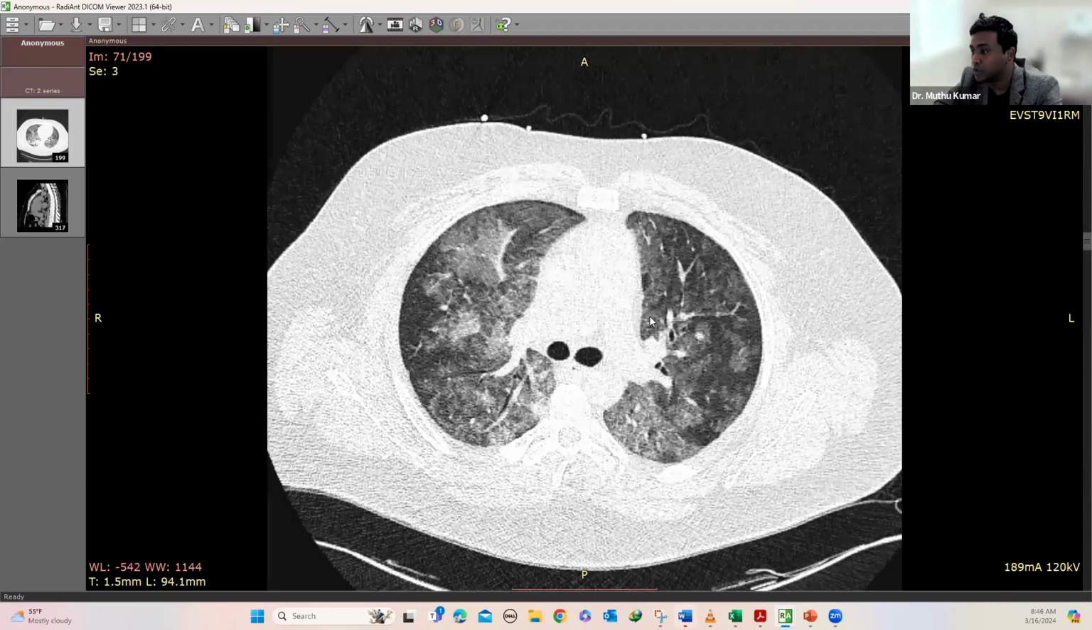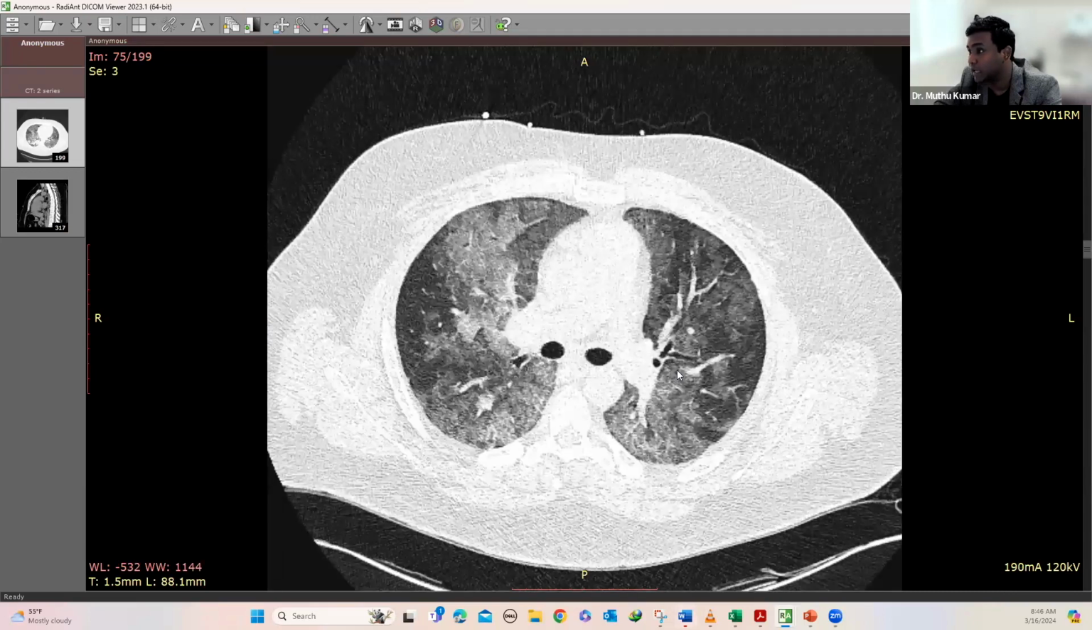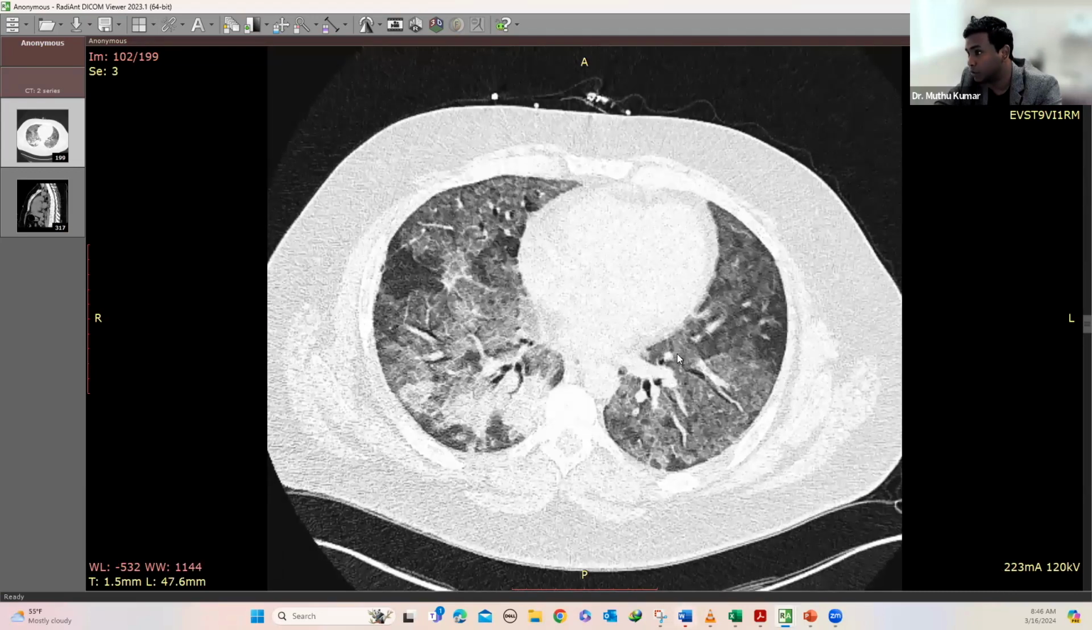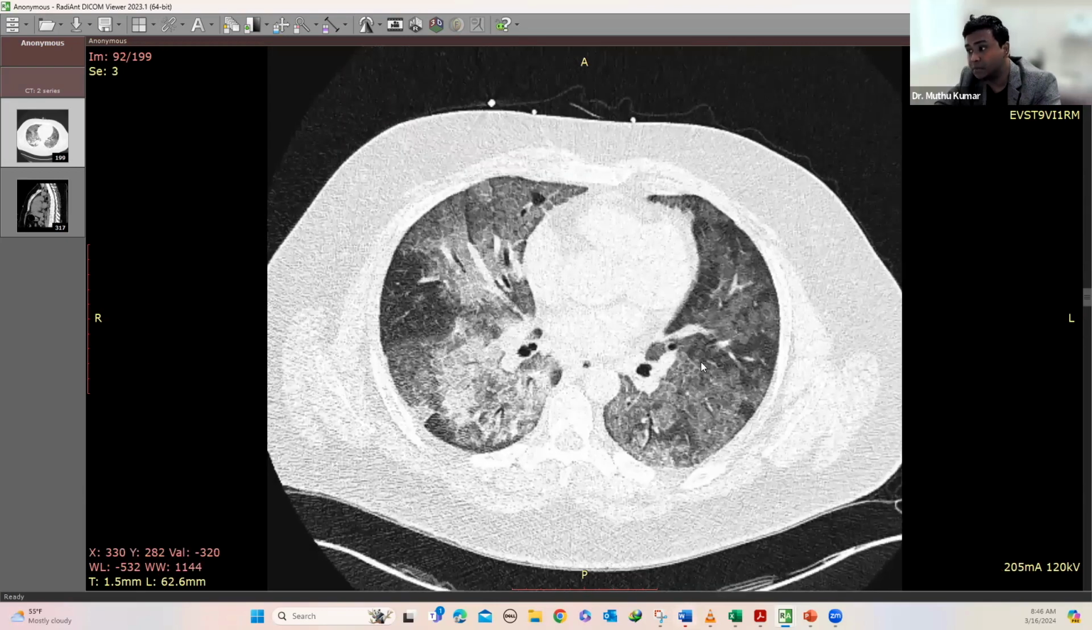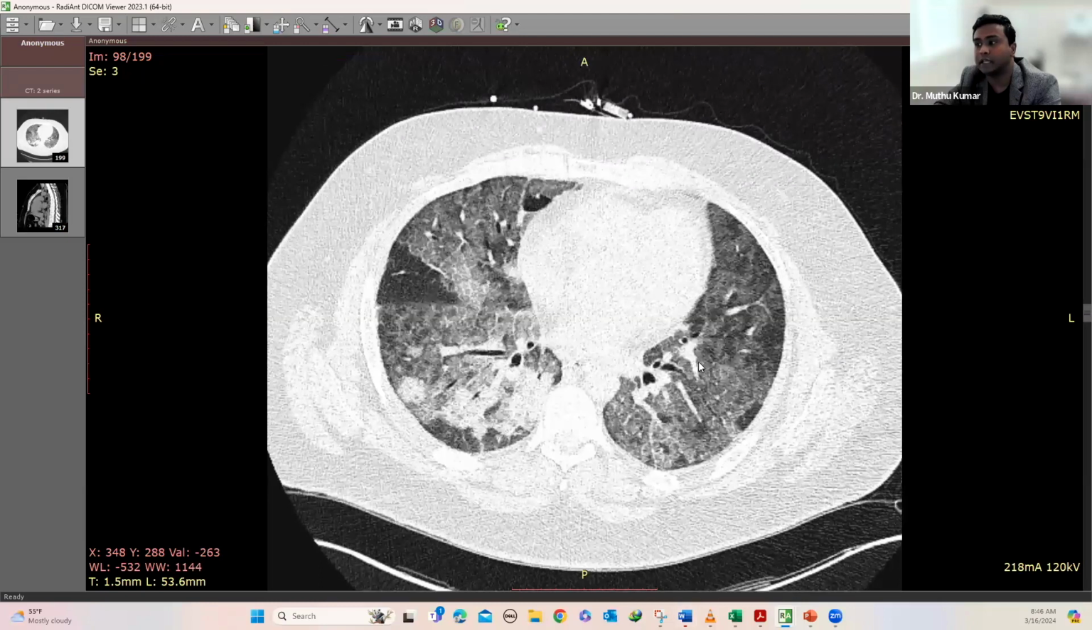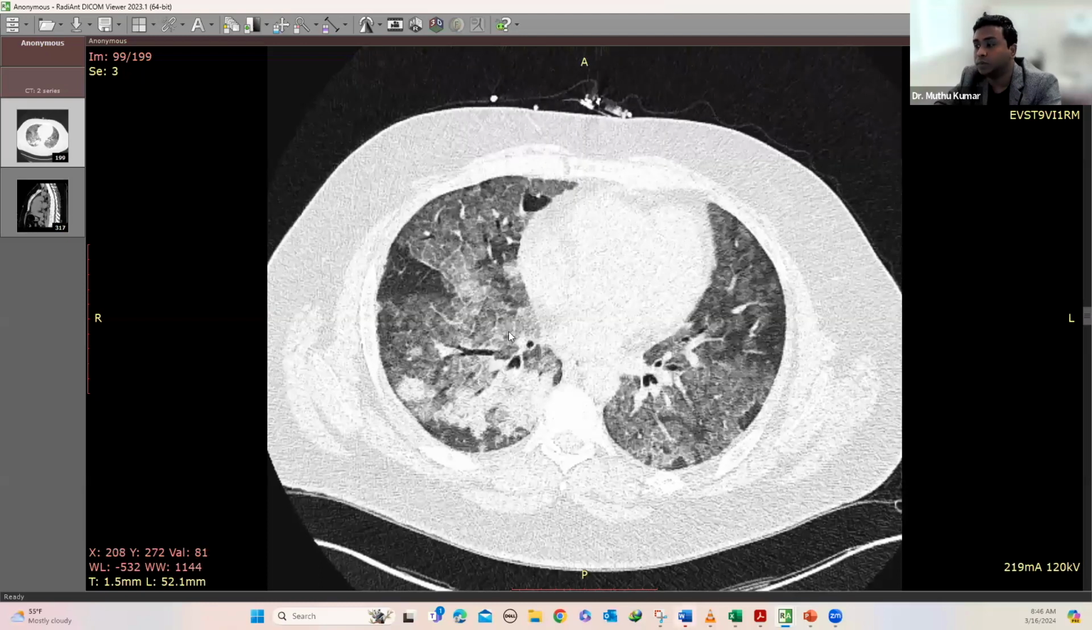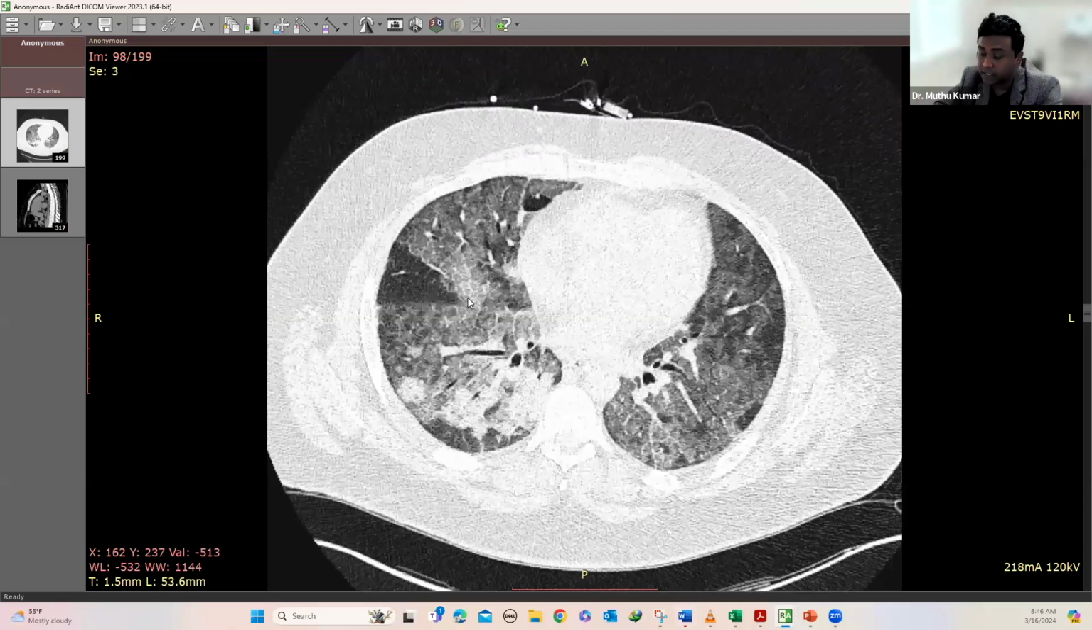This is a patient who is a biopsy-proven case of pulmonary alveolar proteinosis. In many places I have seen, when they say crazy paving, they always say that this is nothing but ground glass opacities superimposed with interlobular septal thickening. Trust me, it is not the case. In crazy paving, apart from having ground glass opacities and interlobular septal thickening, you need to have intralobular lines. We call it a bird's feet appearance.